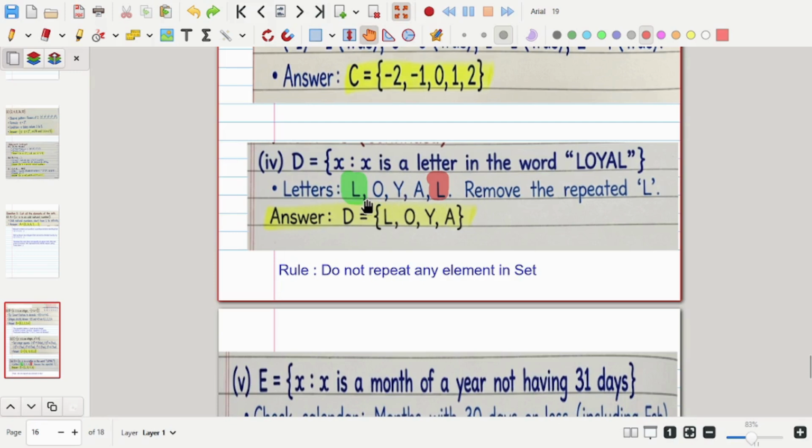But here L occurs 2 times. But the rules say that we do not repeat any element in the set. Therefore, we will remove the repeated letter L. Therefore, our set is D is a set of L, O, Y, A.